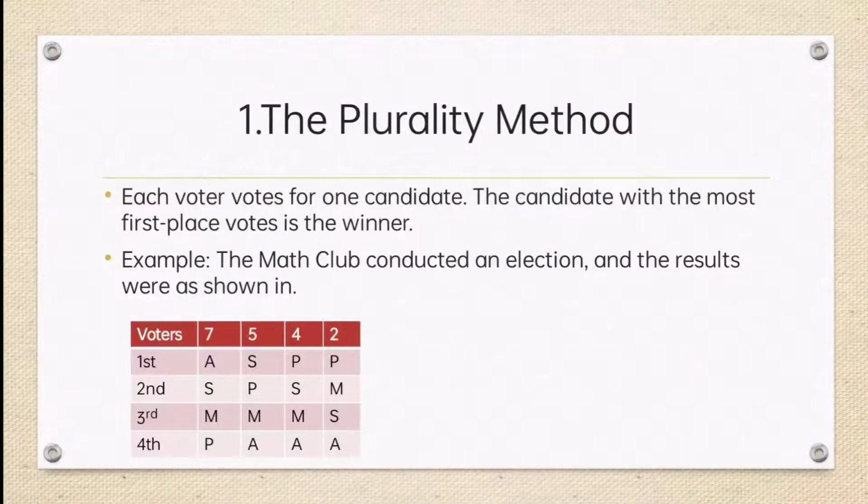First is the plurality method. Each voter votes for one candidate. The candidate with the most first place votes is the winner. Example, the math club conducted an election and the results were as shown.